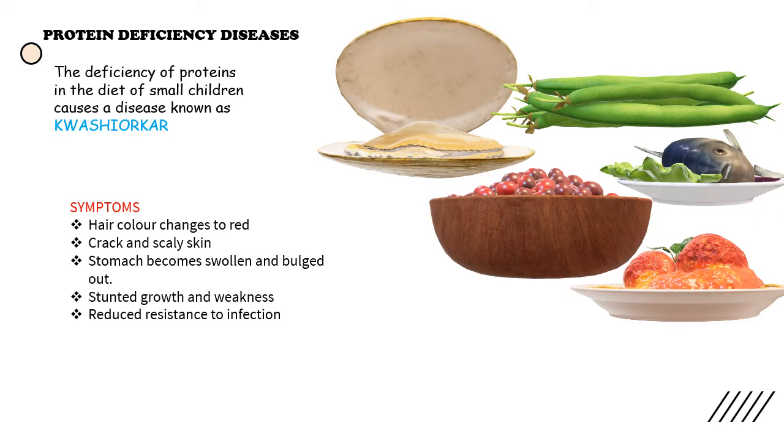Some color change in your hair to red, cracked skin, scaly skin. The stomach becomes swollen and bulged out, stunted growth and weakness, and you are prone to infection. You are getting infection very fast compared to others. So you should include proteins in your diet.